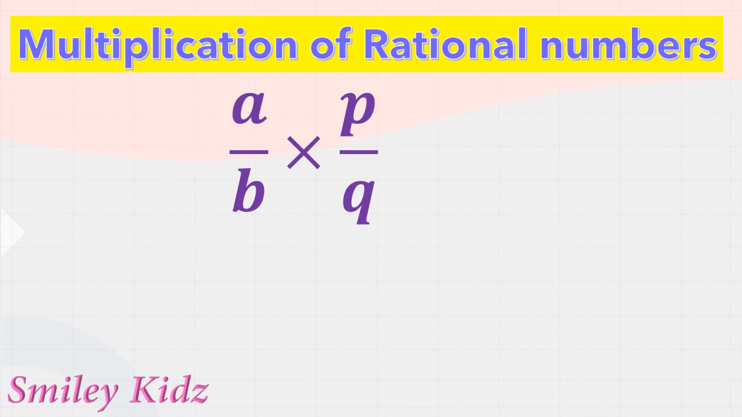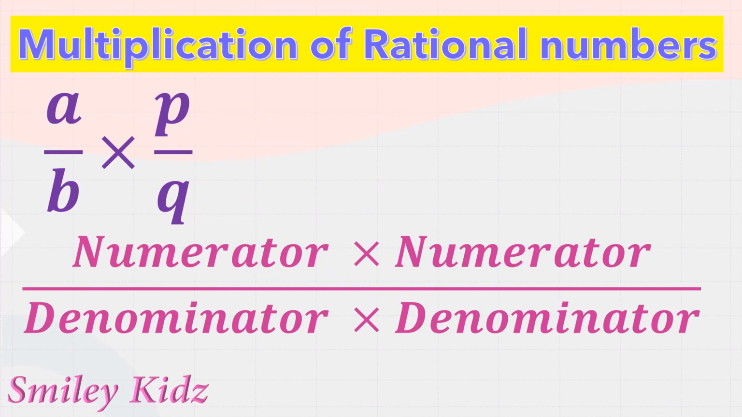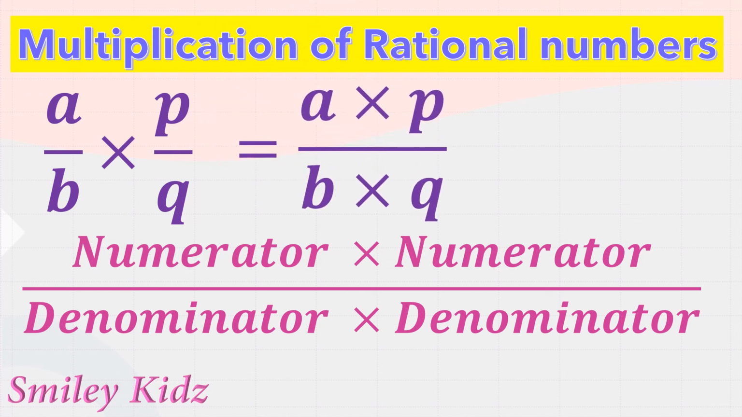Multiplication of rational numbers. So here is one example. A by B multiplied by P by Q. How to multiply this? It's simple. Numerator into numerator by denominator multiplied by denominator, which is equal to A multiplied by P by B multiplied by Q.